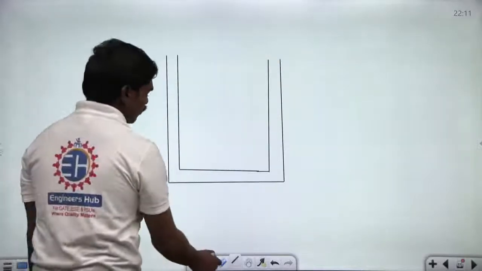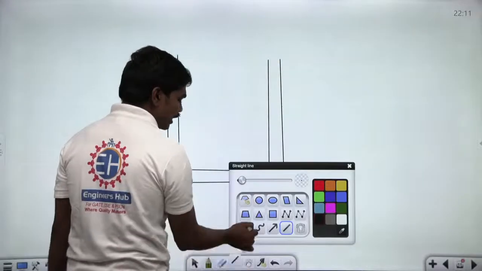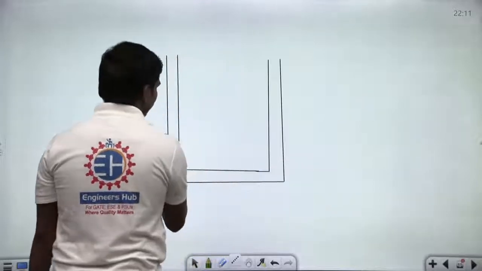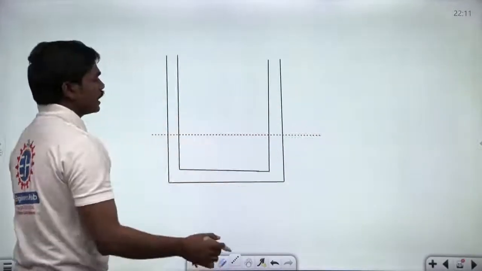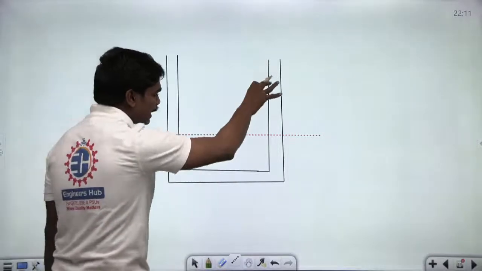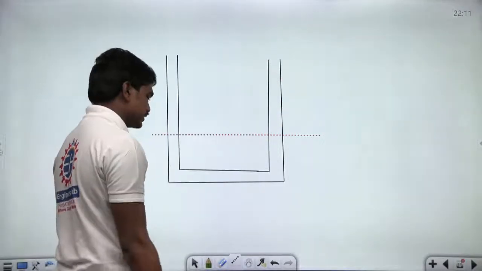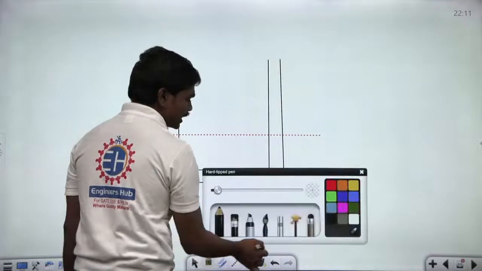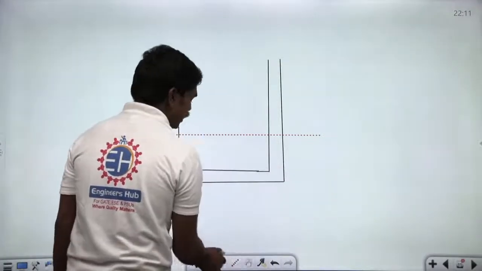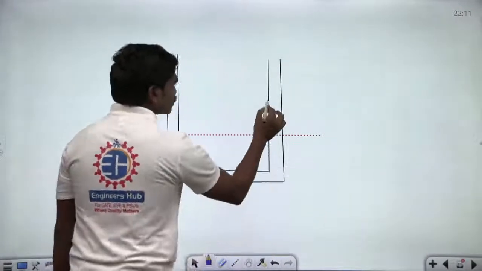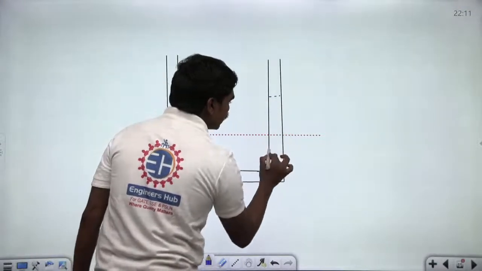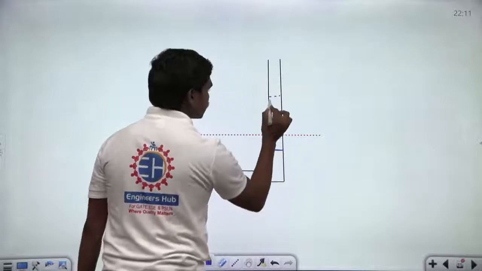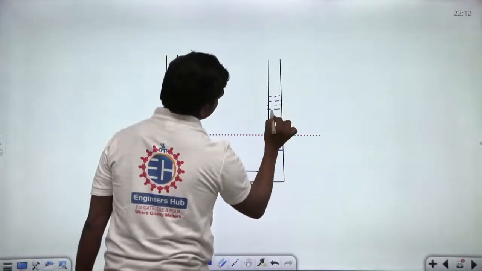So initially the level of mercury is the same. Let us suppose the initial level of mercury in both the limbs is somewhere here, 20 centimeters. Now, because of the addition of 10 centimeter cube of water, what happens? Definitely, because of this water pressure, the mercury level which is initially here gets depressed a bit. Let us suppose it is depressed to this level, and this is filled with water.